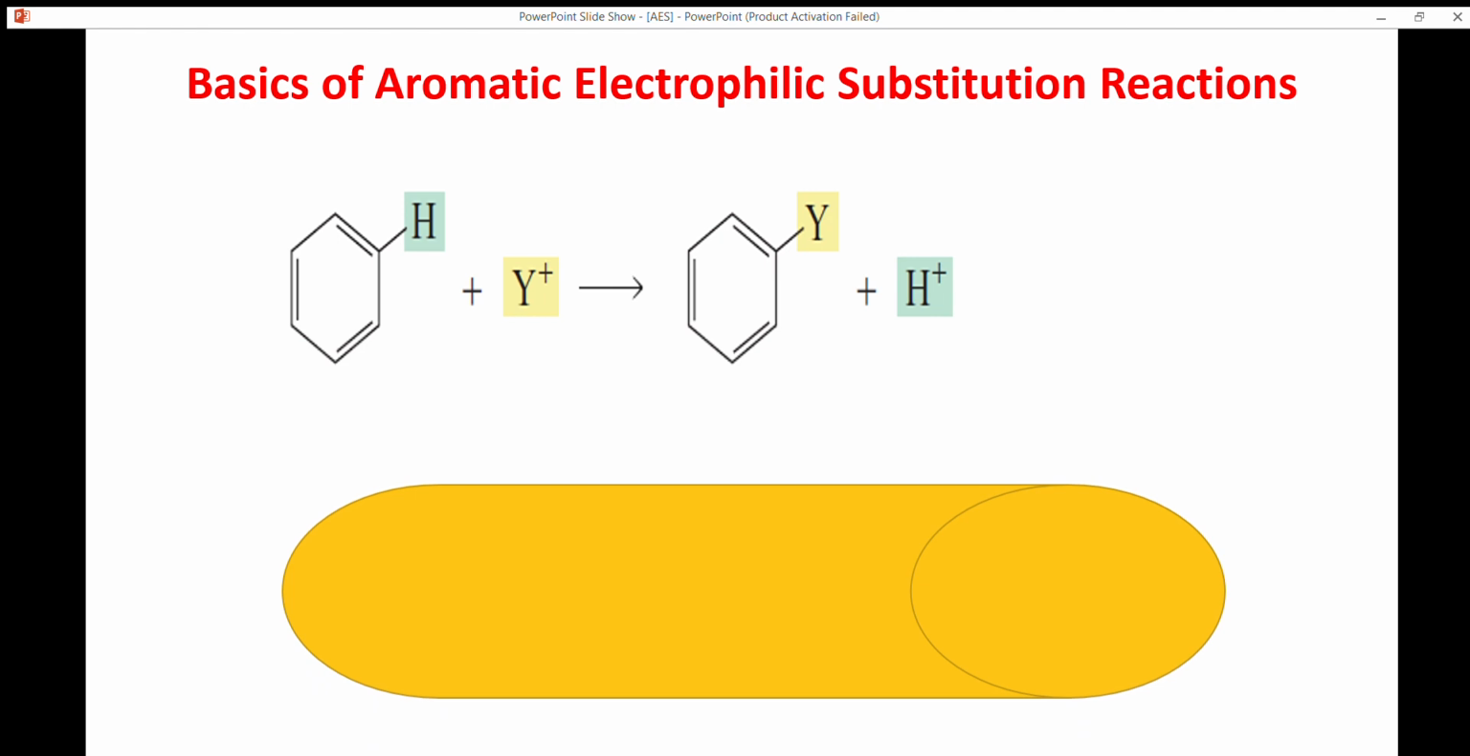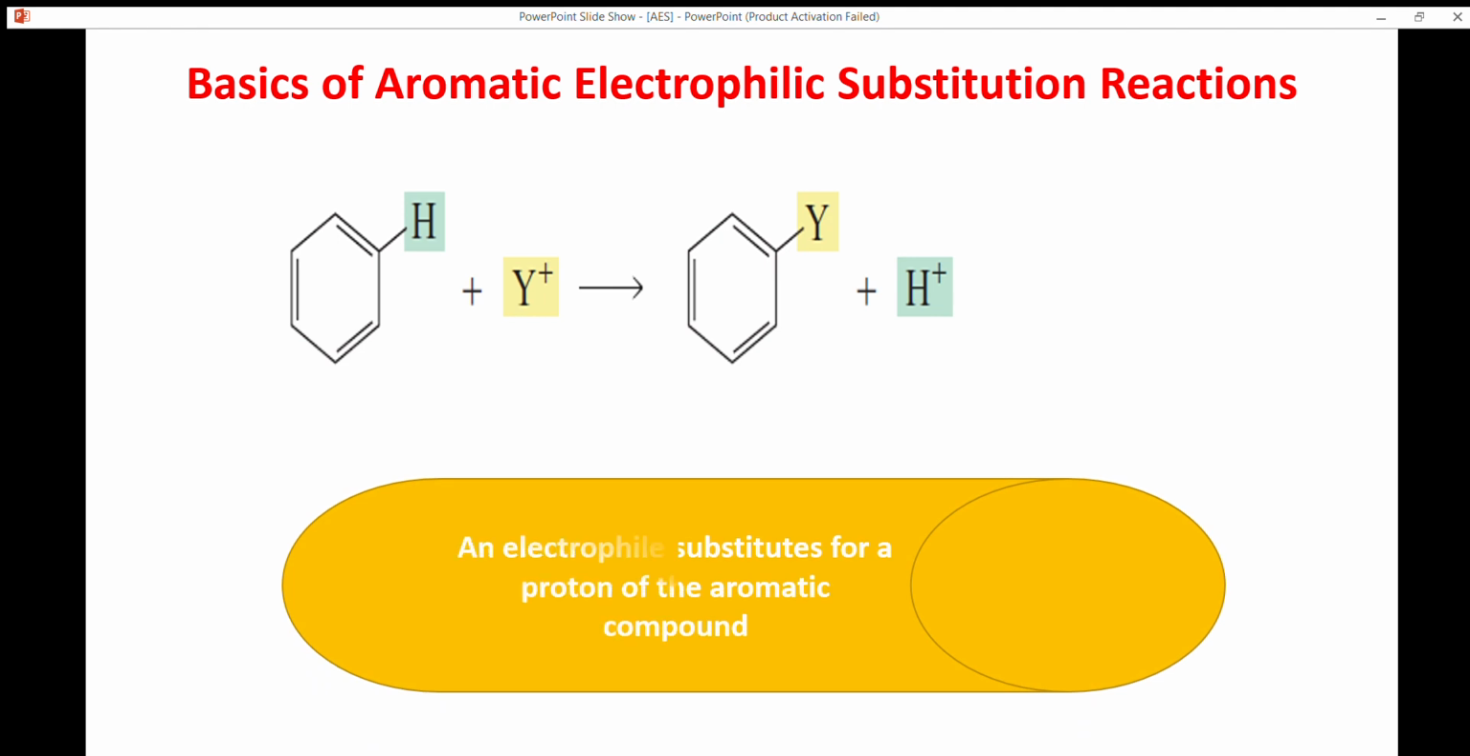aromatic electrophilic substitution reaction. So I think we can conclude like this: an electrophile can substitute for a proton of the aromatic compound. Proton, we know, is the hydrogen atom without an electron, so we can commonly name it as a proton.